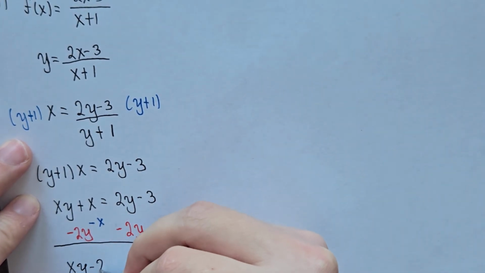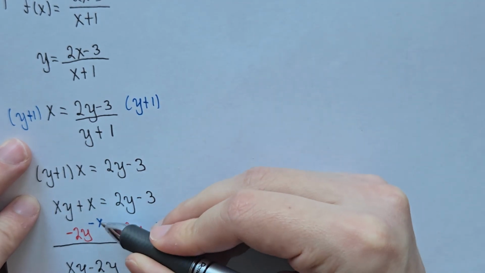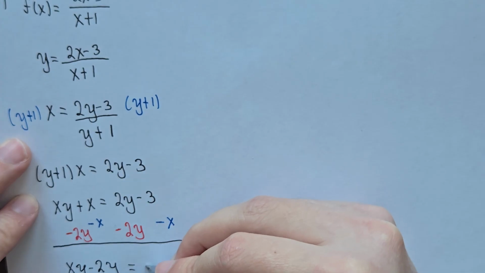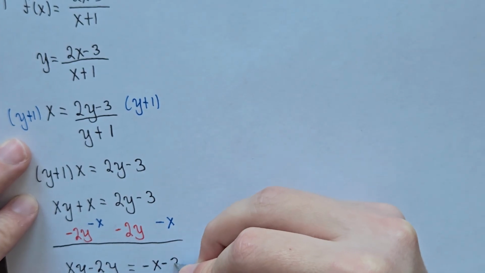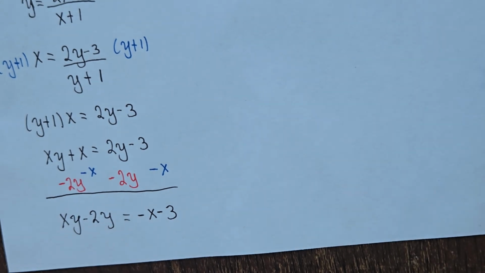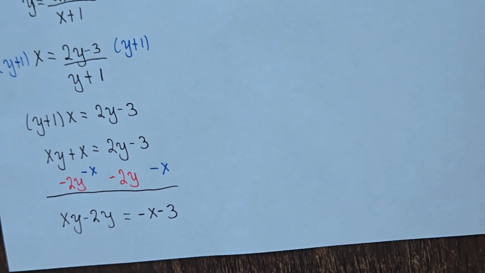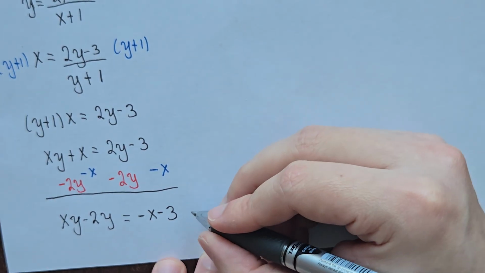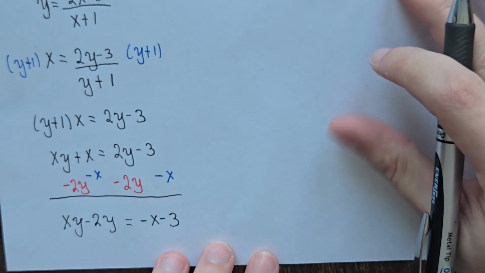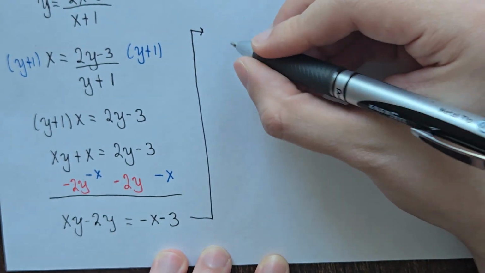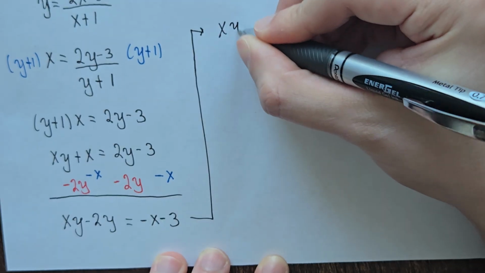I'll have xy minus 2y. x and negative x are going to go away. 2y and negative 2y are going to go away, and I'll be left with negative x minus 3. So all that I've done here is I have chosen to collect all my terms containing y on the left-hand side and all my terms not containing y on the right-hand side, and we will see why that will be helpful for us in just a moment. But I'm going to go ahead and move this back up to right here, just to give us a little bit more room to work with this problem.